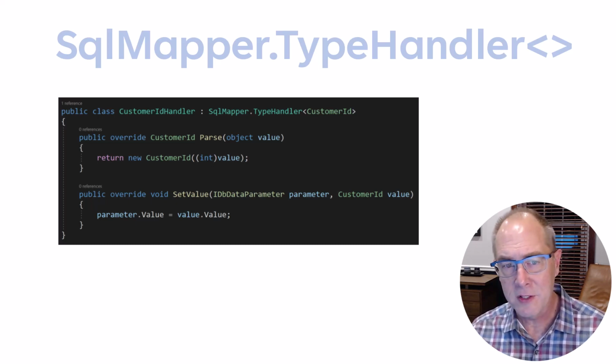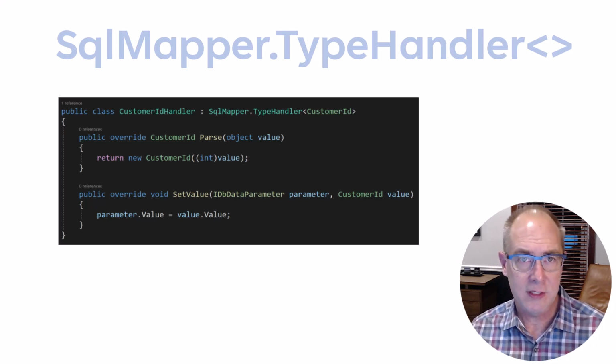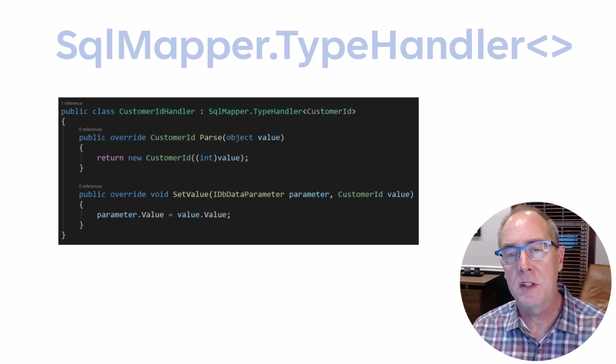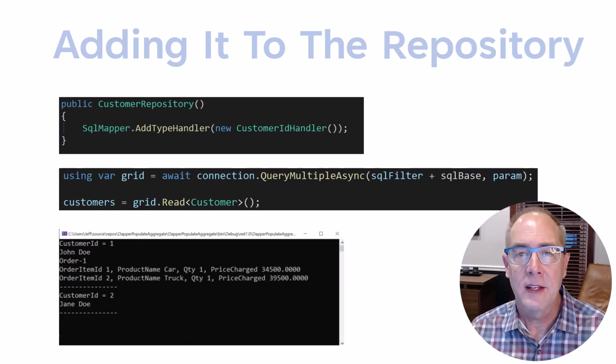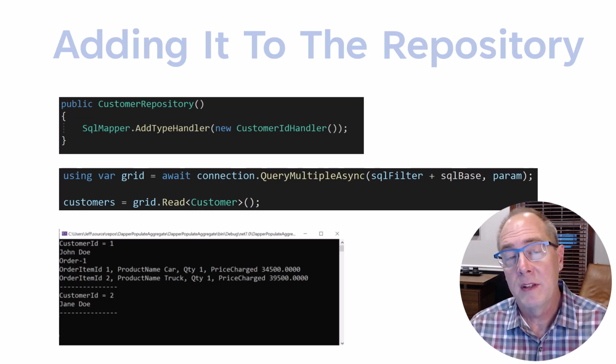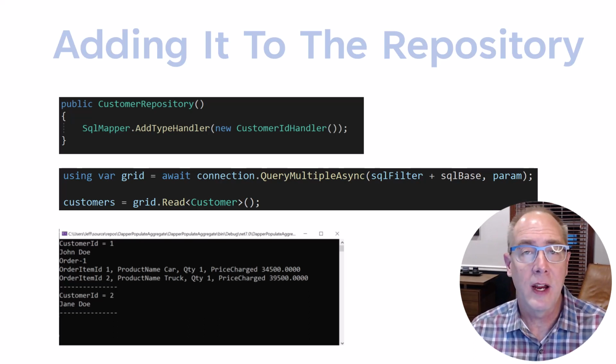The second function is SetValue, and it's used to assign the value of your strongly typed ID identifier to a SQL parameter, and that's used when you do inserts and updates that are made to the database. Once we've got that type handler, now we need to go ahead and add it to our repository. The SqlMapper class has a static method on it to add custom handlers. So in the constructor of my repository, I'm just adding the handler for my customer ID.